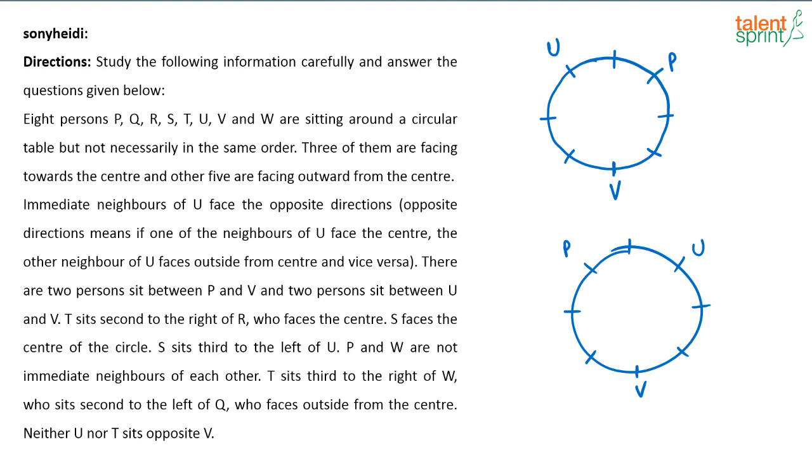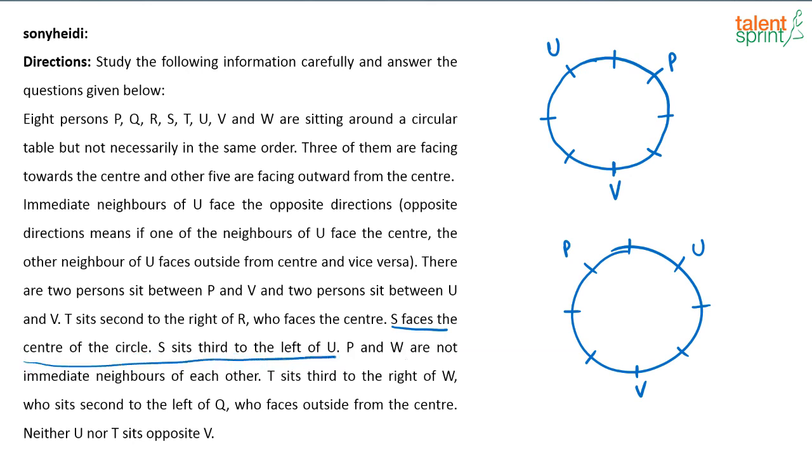Now let us try out both. One of them has to come correct. There can only be one correct answer. There are 2 persons who sit between P and V and 2 persons who sit between U and V. T sits second to the right of R who faces the center. Let that be there. S faces the center of the circle and S sits third to the left of U.